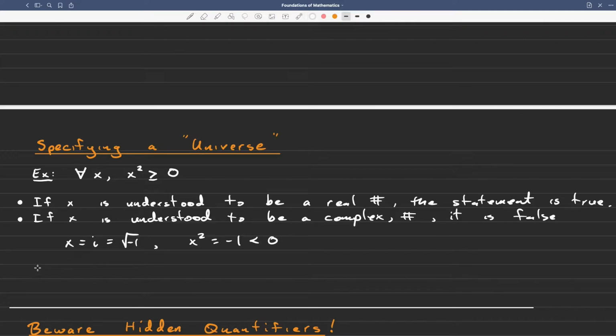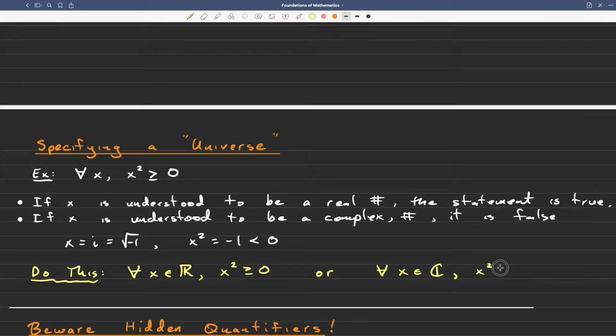What we can do to specify a universe in our notation is to do something like this. You can say, for every x in the reals, x squared is greater than or equal to 0. Or if you want to make the statement for complex numbers, you could say for every x in the complex numbers, and there's the symbol for the complex numbers, x squared is greater than or equal to 0.